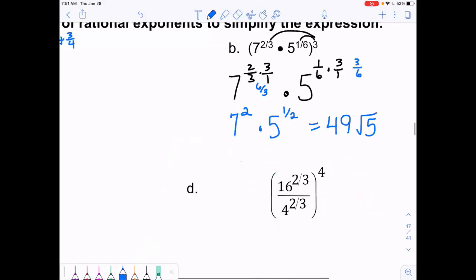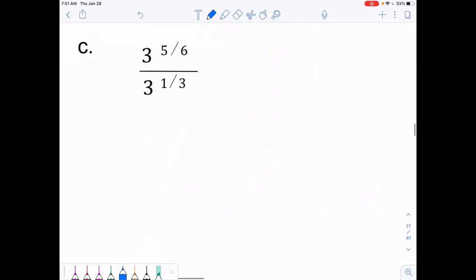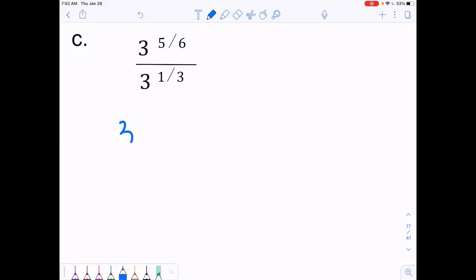All right, let's look at a couple more. See, these are fun. Letter C, we have 3 to the 5/6 and 3 to the 1/3. So using the properties, think about what you have to do with those exponents. I know I have to subtract them since it's dividing. Grace, what do we have to do to subtract these?